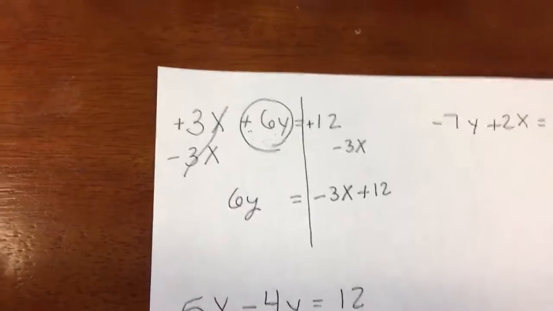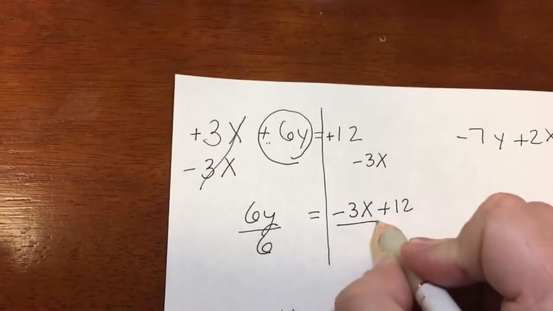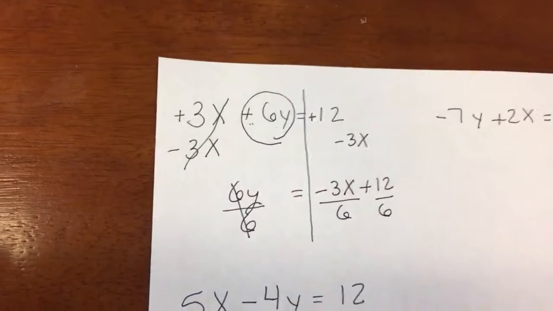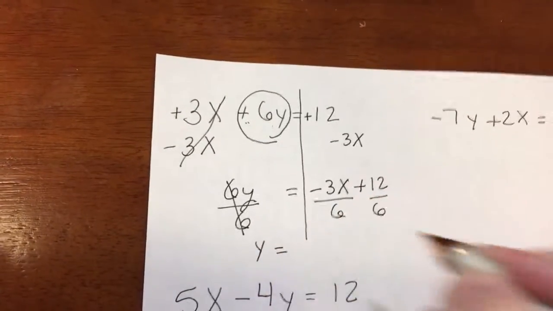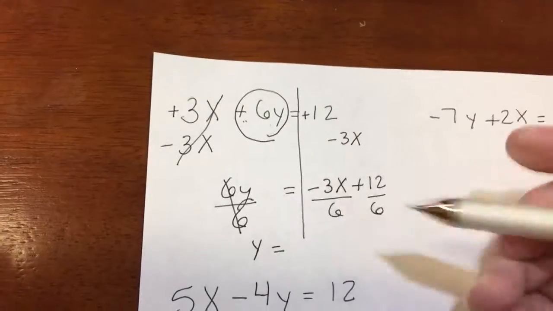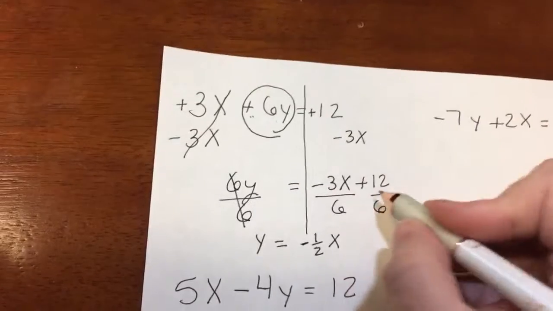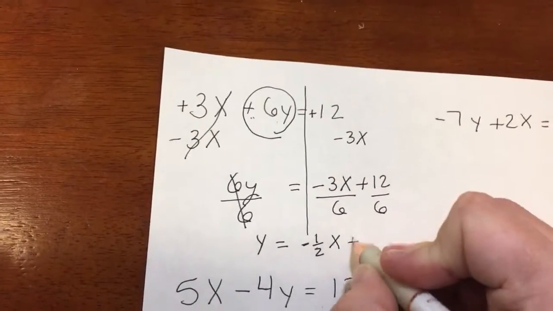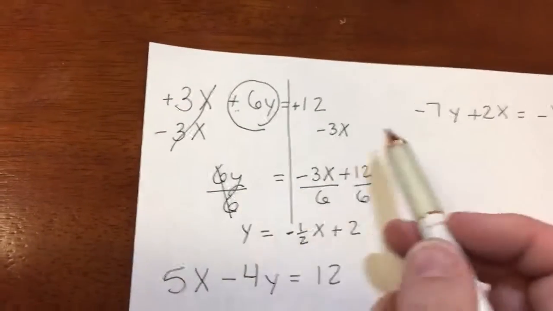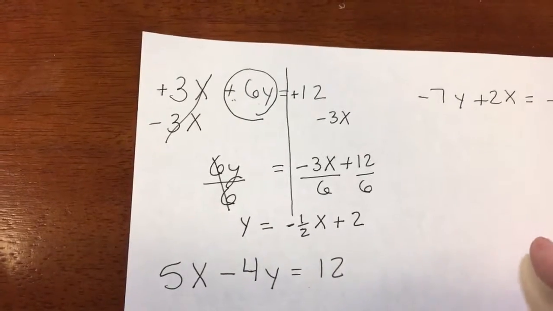Then the next thing I'm going to do is divide. I'm going to divide by 6, and I'm going to divide everything by 6. So my 6's divide away. That gives me y is equal to negative 3 divided by 6, which simplifies to negative 1/2 x. And then 12 divided by 6 is plus 2. So I'm just doing the opposite. I'm adding or subtracting till I get the y on one side, and then I'm dividing everything by the number in front of the y.